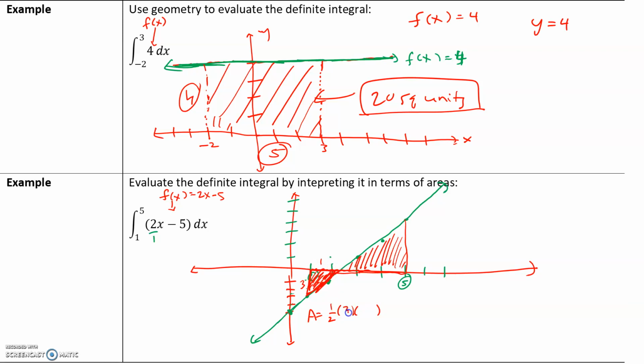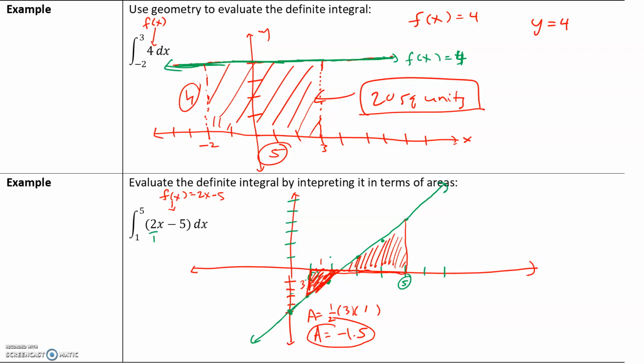So it's going to be 1/2 times 3 times 1. 3 times 1 is 3. 3 divided by 2 is 1.5. So the area is going to be -1.5. Why is it negative? Because it's below the x-axis.